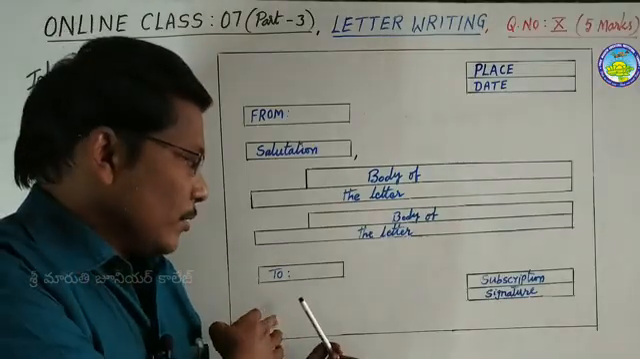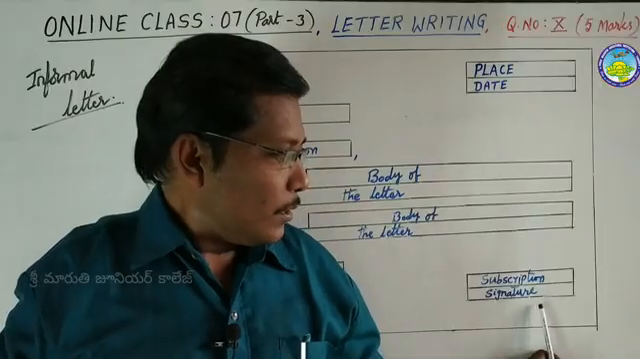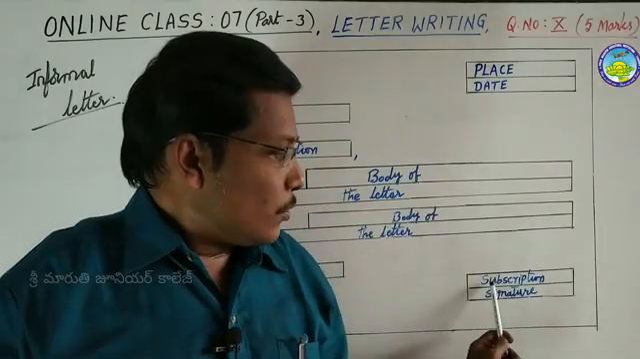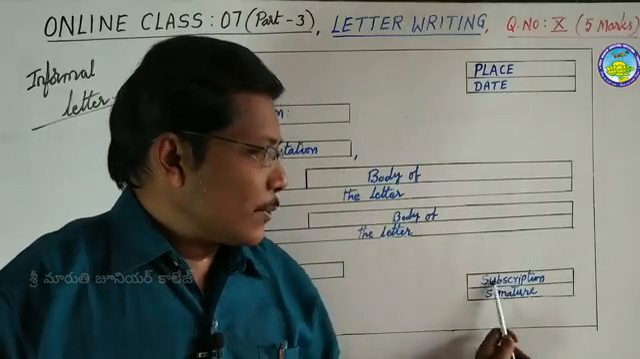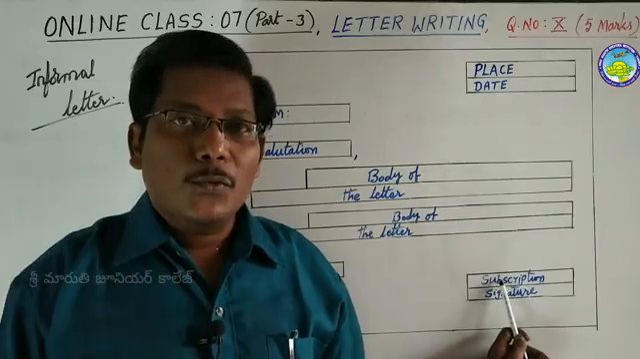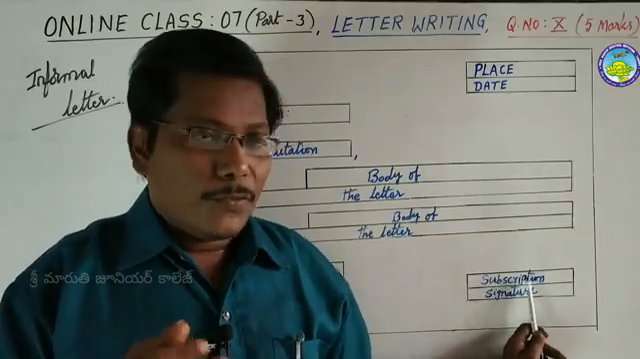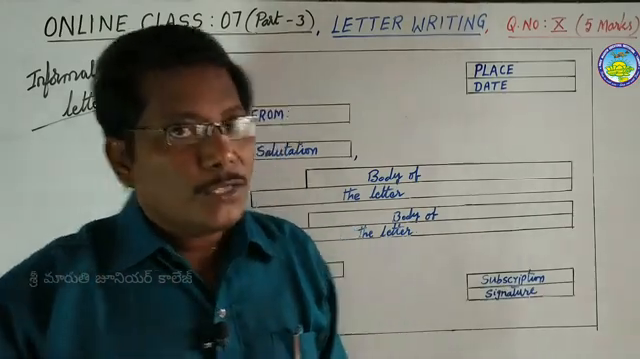After writing the to address, on the left side, bottom corner, you need to write the subscription. Okay, you observe, subscription is nothing but you can write "Yours lovingly", like that, and you put the signature. So this is the format of an informal letter.